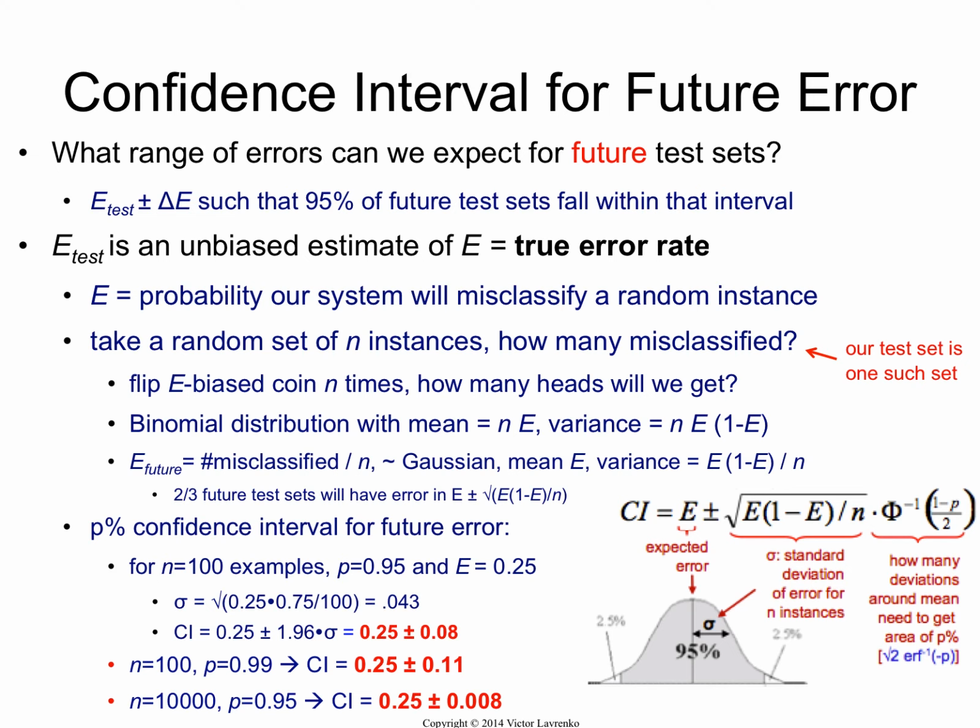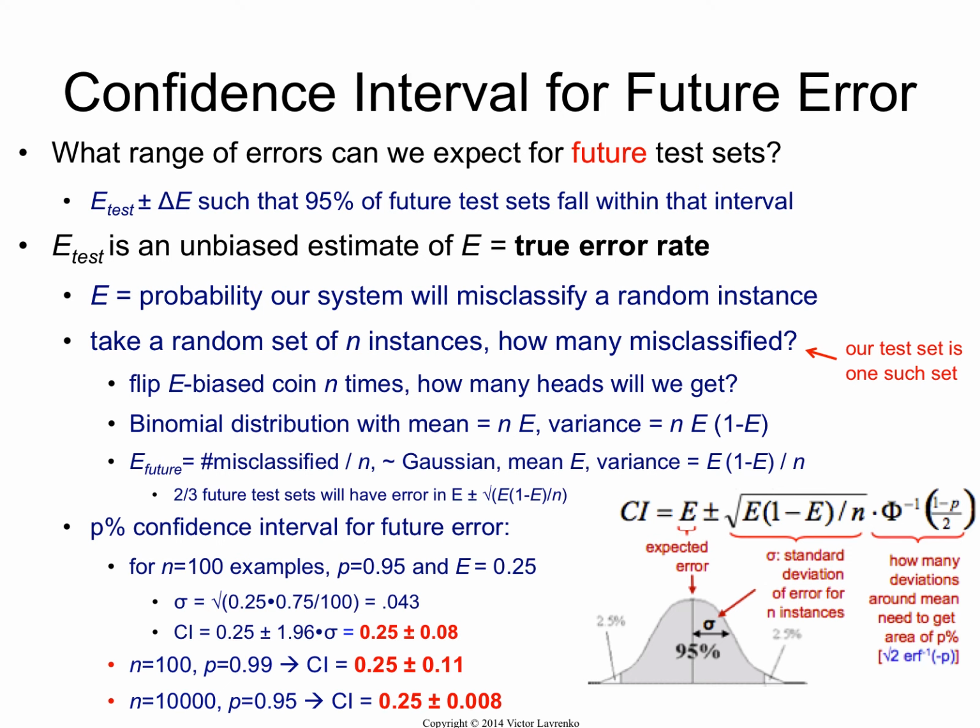Now, if I was happy with 95%, but I had 100 times more data, my confidence interval would actually shrink very substantially. So the mean would still be 25%, right? That's my expected misclassification, but now I'm much more confident about that number. So previously I had plus or minus 8%, now I have plus or minus 0.8%.